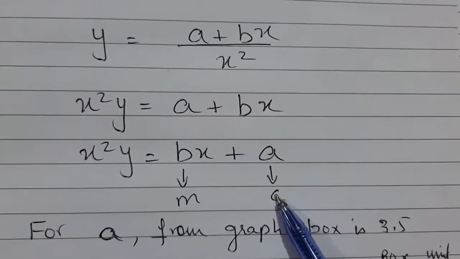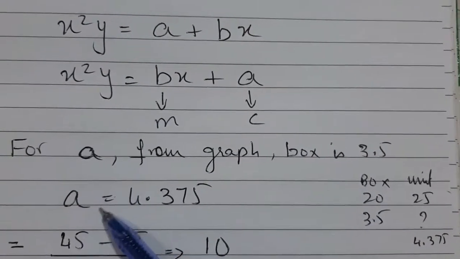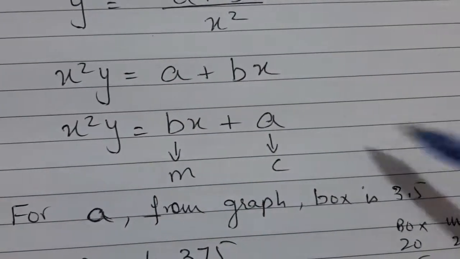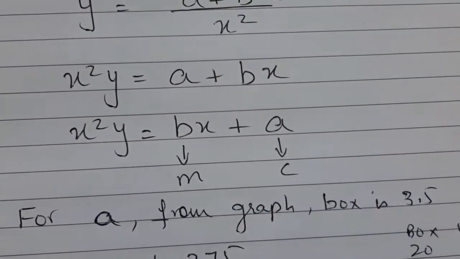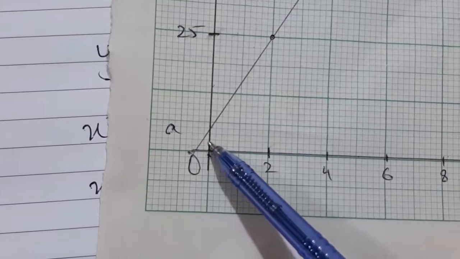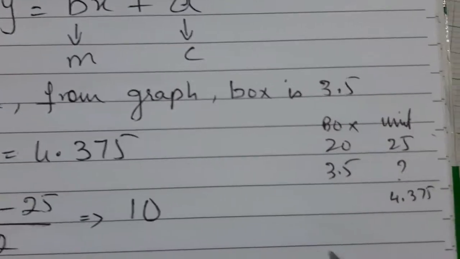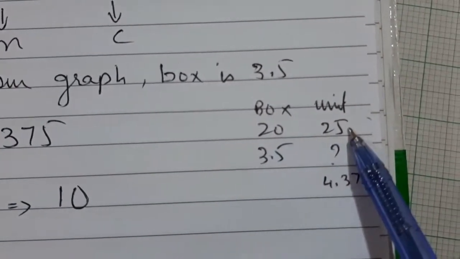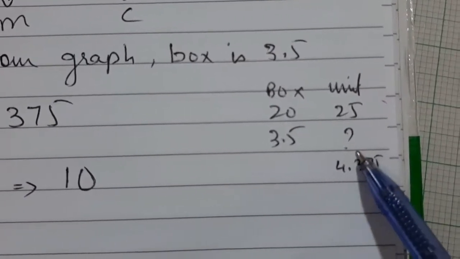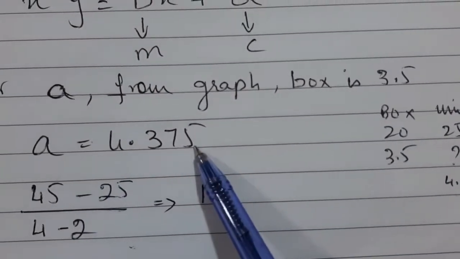The question is saying use the values from the graph to find the values of a and b. So for a, I told you to see the intercept point, right? Because your a is basically your c, which is your intercept point. Okay, so I see here the number of boxes: 1, 2, 3, 3.5 boxes. So I use this unitary method. The 20 boxes represent 25 units. So 3.5 boxes will represent how many units? So I did cross multiplication and I got 4.375. So my a is 4.375.